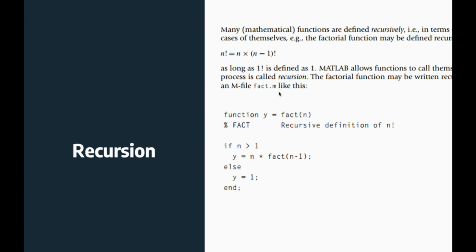What does that mean? If we make a code here called fact.m, we define a function y equals factorial of n. So we're defining the recursive definition of n as a factorial. Another way to calculate the factorial: if n is greater than 1, y would equal n times the factorial of n minus 1, else y would equal 1, and you end.